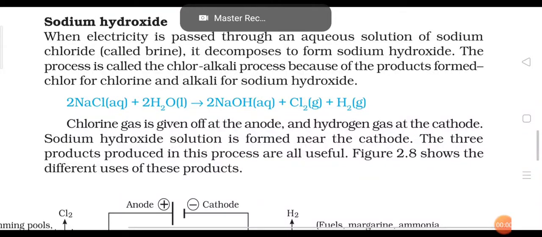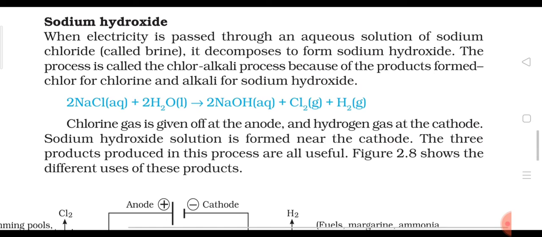Welcome everyone. So today we will discuss the manufacturing of sodium hydroxide, or the chloralkali process. Actually, this topic comes under the topic of common salt, or sodium chloride. Sodium chloride acts as a raw material for the manufacturing of other useful materials such as sodium hydroxide, washing soda, baking soda, bleaching powder, etc. So about especially these four materials we are going to discuss here in detail one by one.